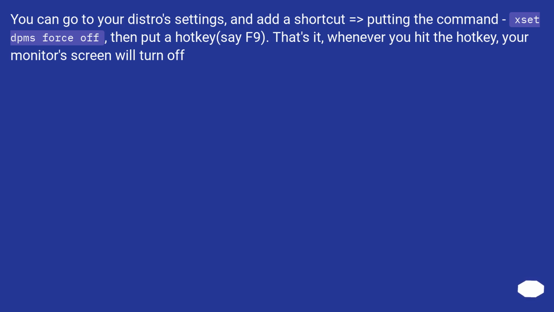You can go to your distro's settings, and add a shortcut, putting the command xset dpms force off, then put a hotkey, say F9. That's it. Whenever you hit the hotkey, your monitor's screen will turn off.